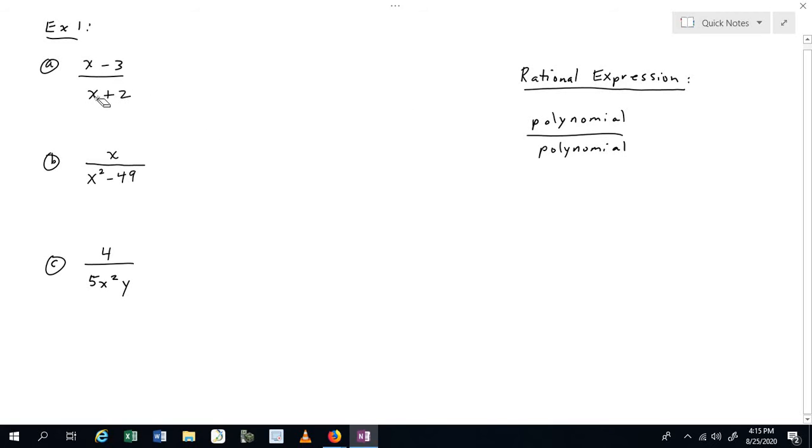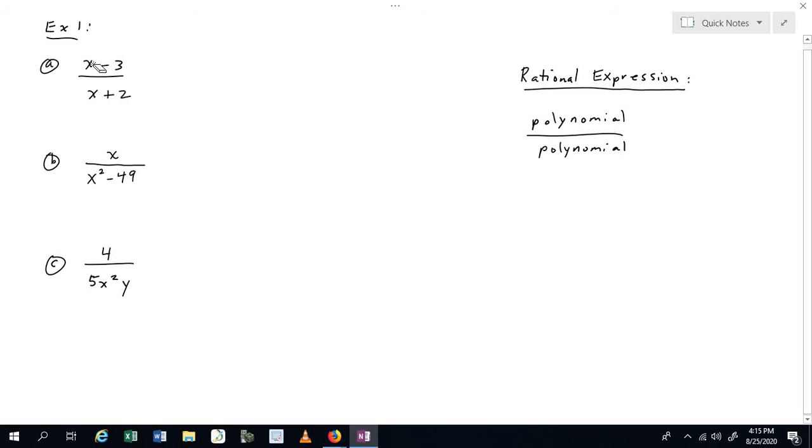Okay, so let's start with this first one. So notice this is a rational expression. This is a first-degree polynomial divided by another first-degree polynomial. And so this is a rational expression. The thing with rational expressions, though, is oftentimes they don't always exist for all values of x that you plug into them.